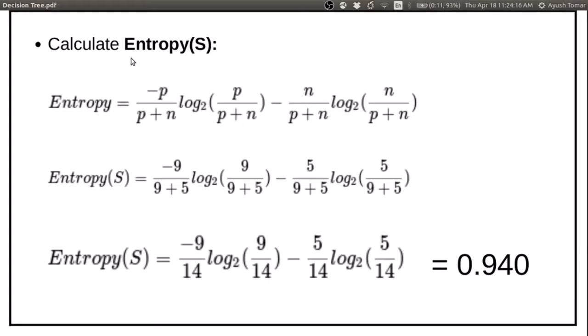So if you have to calculate the entropy, then just look at the formula: minus p upon p plus n, log of p upon p plus n, where p represents positive and n represents negative. Make sure the logarithmic function has base 2. Similarly, minus n upon p plus n, log to base 2 of n upon p plus n. Now substitute all the values: minus 9 upon 9 plus 5, with 9 positive examples and 5 negative examples. You will substitute all the values and the value you will get is 0.940. So this 0.940 is the entropy of the entire data set. That's why it is represented as entropy S.